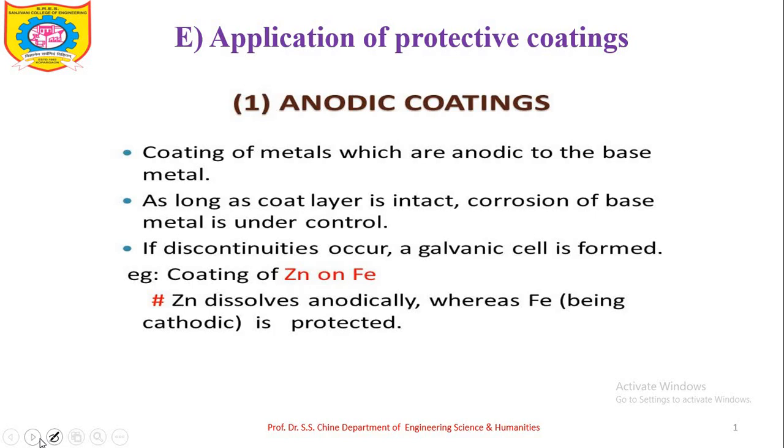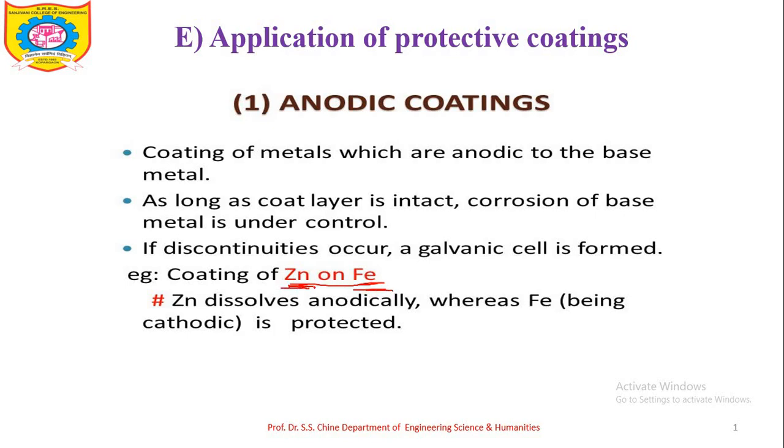Now these coatings are of two types, means metallic coatings are of two types, anodic and cathodic coating. So anodic coating means what? In this coating, the coating metal is more anodic to the base metal. Means for example, if I select zinc for coating on iron, so zinc is higher placed or having higher oxidation potential than the iron. So zinc is more anodic than the iron.